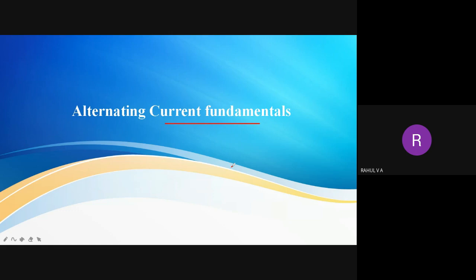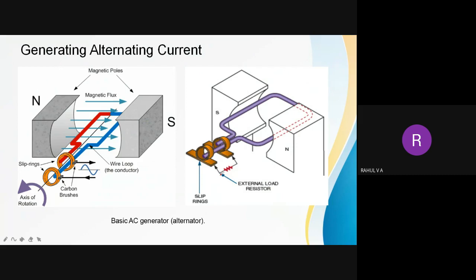In the next module, we will be discussing in detail about the alternating current. So this also you may have studied during your 10th or plus 2. This is a diagram of a generator. So how are alternating currents generated? Here you can see the north pole of a magnet. Here you can see the south pole.